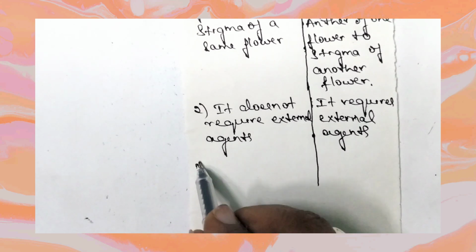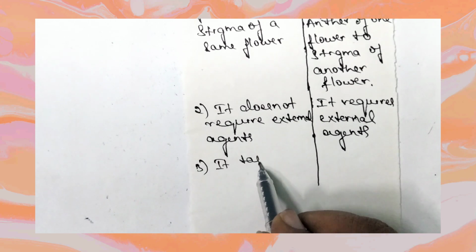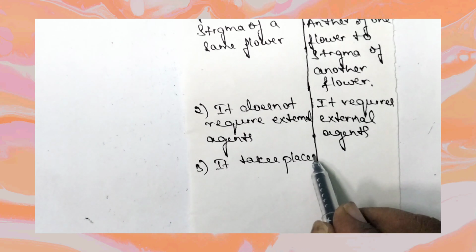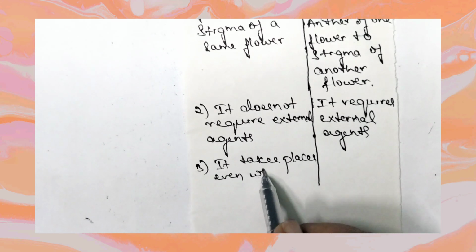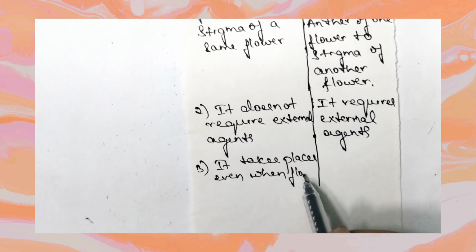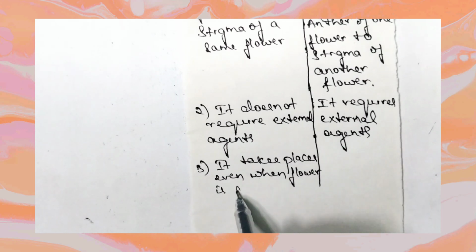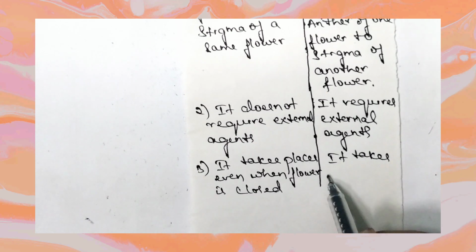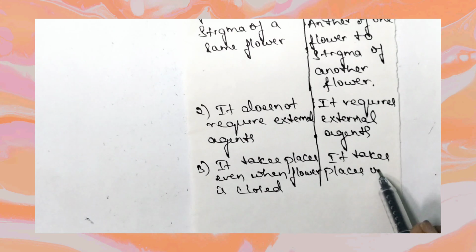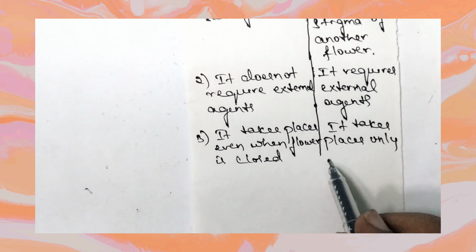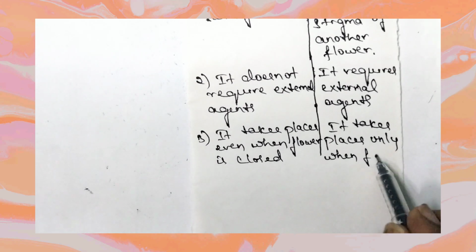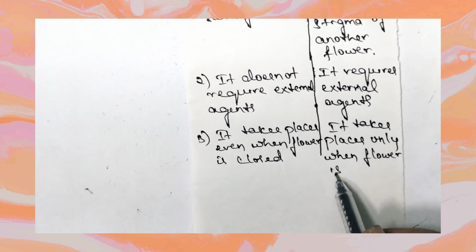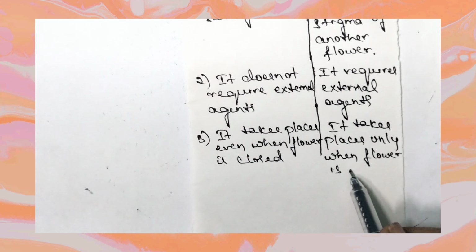Next, third difference is self pollination takes place even when flower is closed. Cross pollination takes place only when flower is opened. So these are the differences between self-pollination and cross-pollination.